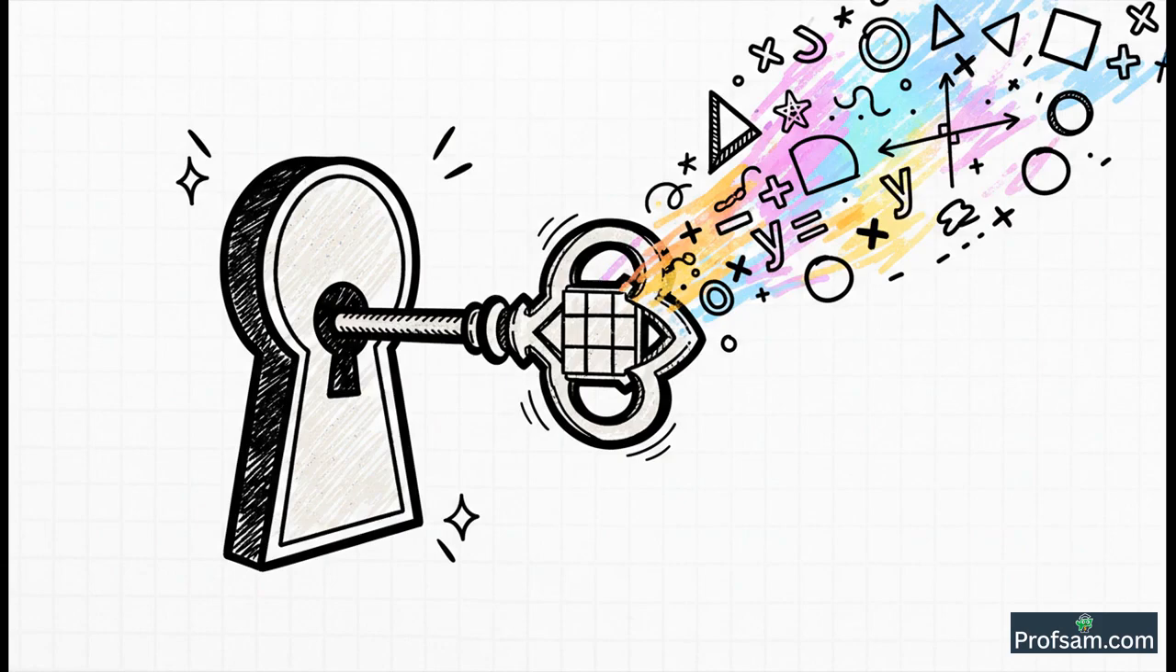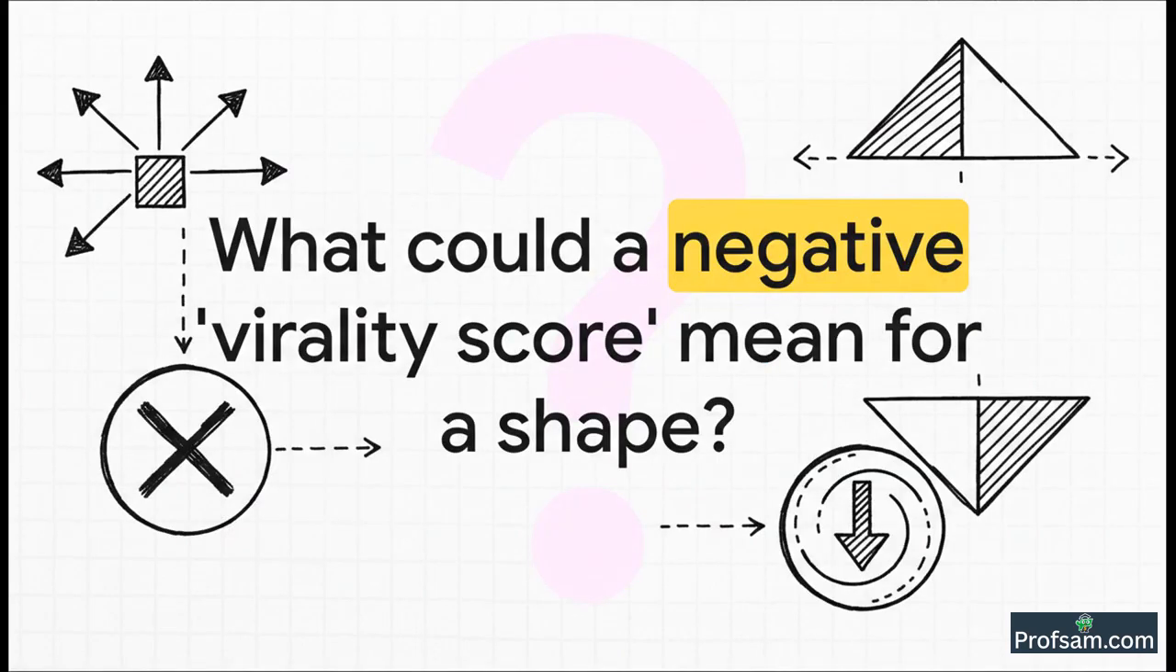If you can really master this idea of a single score for a matrix, you have truly unlocked one of the most fundamental tools in both algebra and geometry. This stuff is way easier than it looks, and you're doing great. So I'll leave you with one final thought to chew on. We know a determinant of 3 makes a shape 3 times bigger. But what about a determinant of -3? What could a negative virality score possibly mean for a geometric shape? Think about it, and we'll explore that next time.